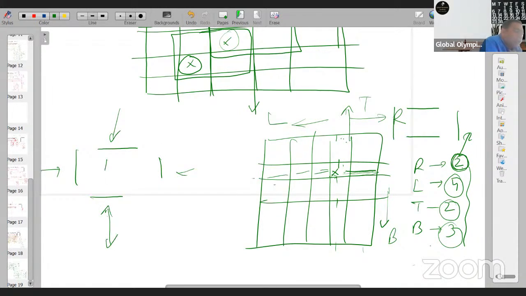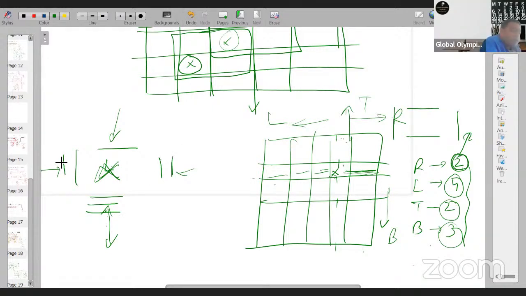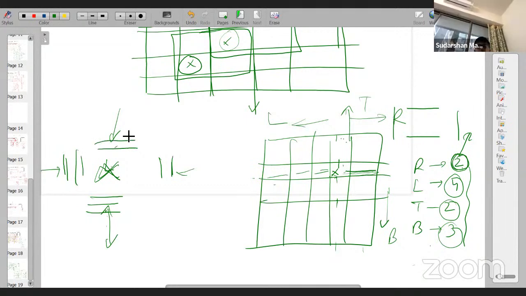And here you have the cross. Here you have bottom, you have 3 choices. You can pick any of the 3, and it will still be inside it. Right, you have 2 choices. Left, you have 4 choices. And over here, top, you have 2 choices.